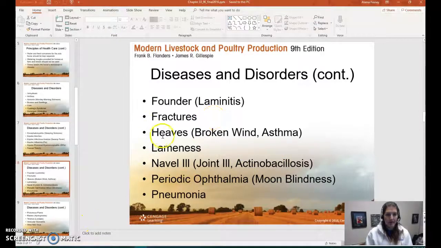These guys, heaves is like asthma. They can get that very common, having breathing problems. You'll see this a lot develop in horses that are on the racetrack, and just kind of in general, because they're running so hard. Founder, or laminitis, is very common. It happens in the horse's feet, and their frog turns white and has an infection. It smells terrible.